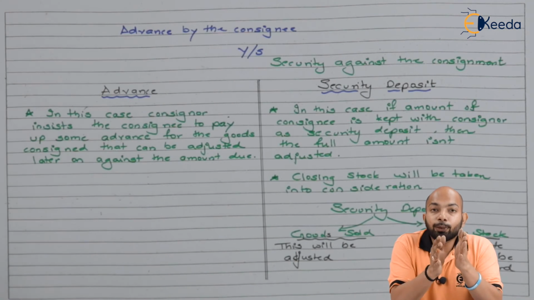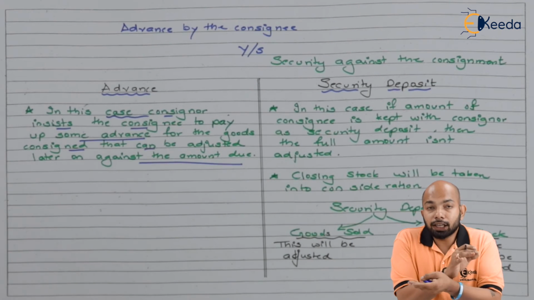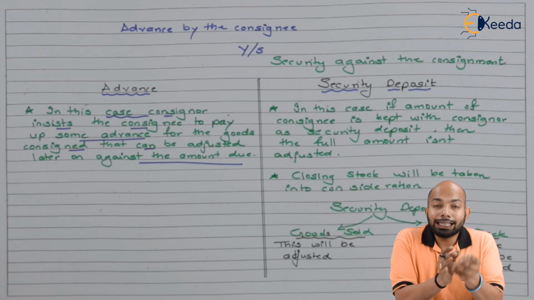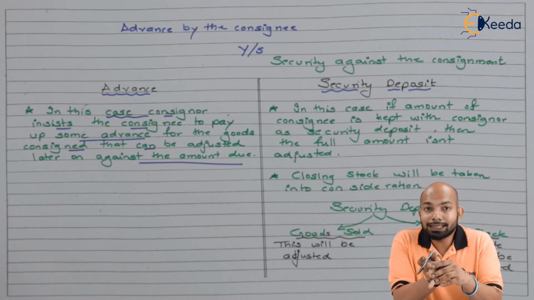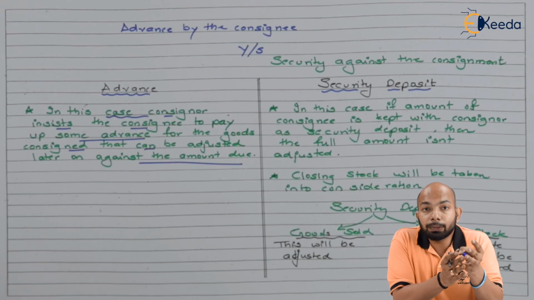To make you completely aware about this, let's go through an example. As mentioned, in the advance case the consignor insists the consignee to do that part, and in the security deposit case the amount is also kept. However, the difference is that it cannot be completely adjusted, whereas if it is in the form of advance, it can be completely adjusted.